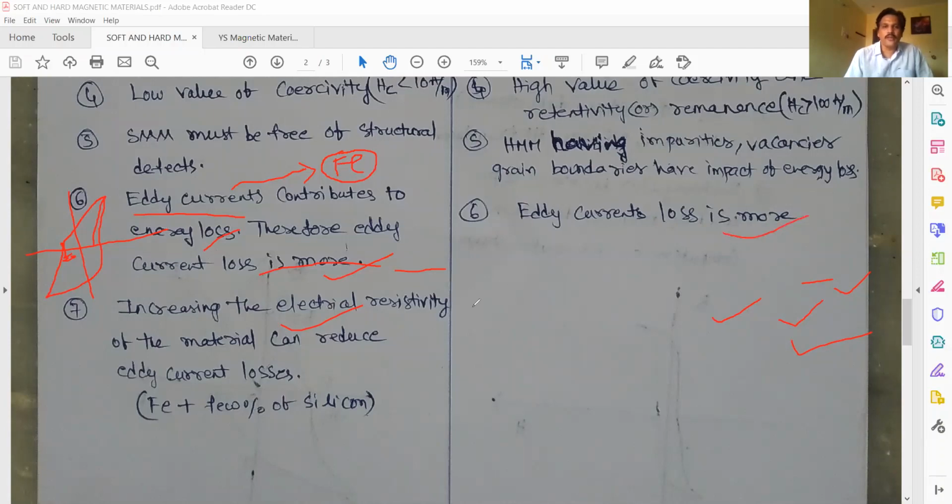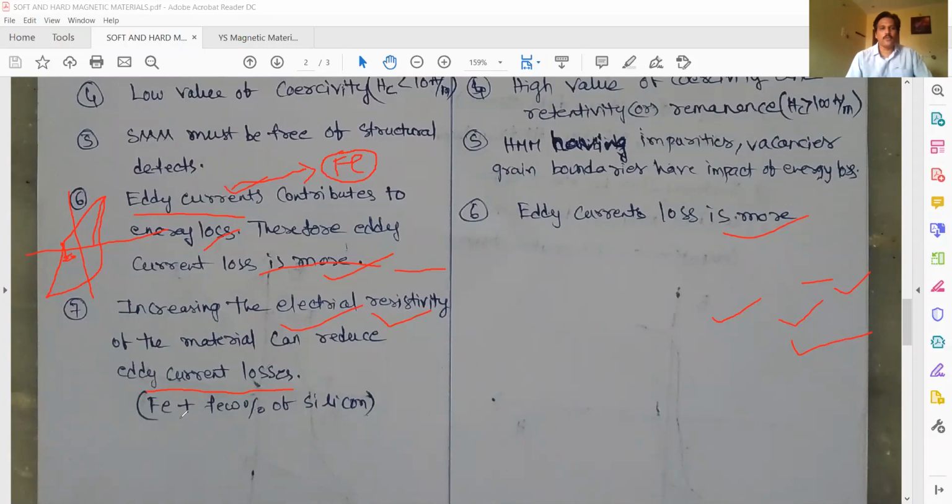So how to avoid this eddy current loss? Increase the electrical resistivity of the material. Iron is a good conductor of electricity, which has high thermal conductivity and electrical conductivity. When the resistivity increases, conductivity decreases, and current decreases. That's why increasing the electrical resistivity of the material can reduce the eddy current losses.